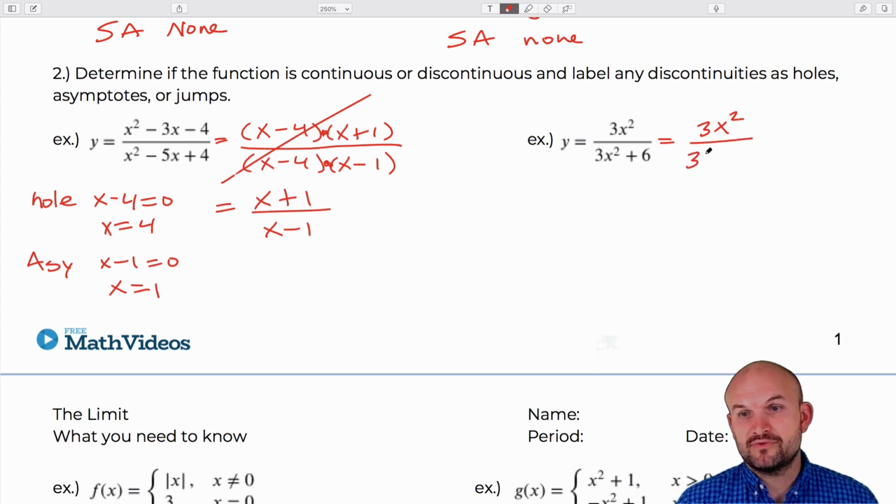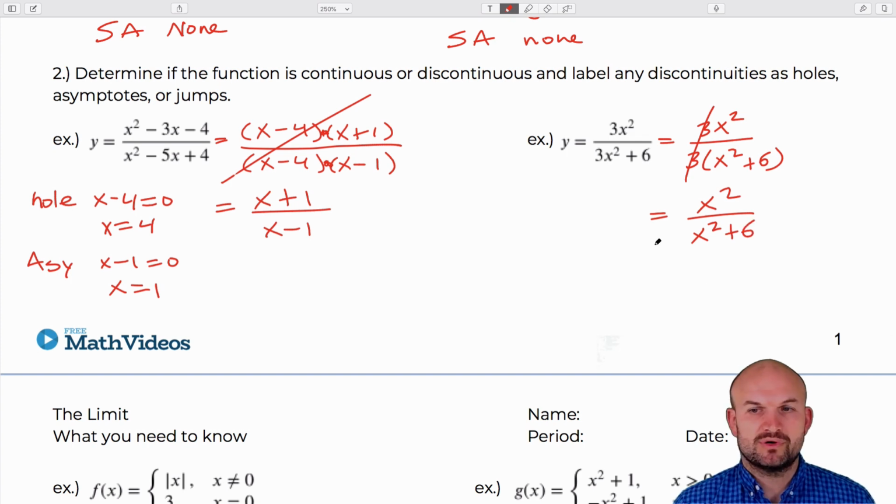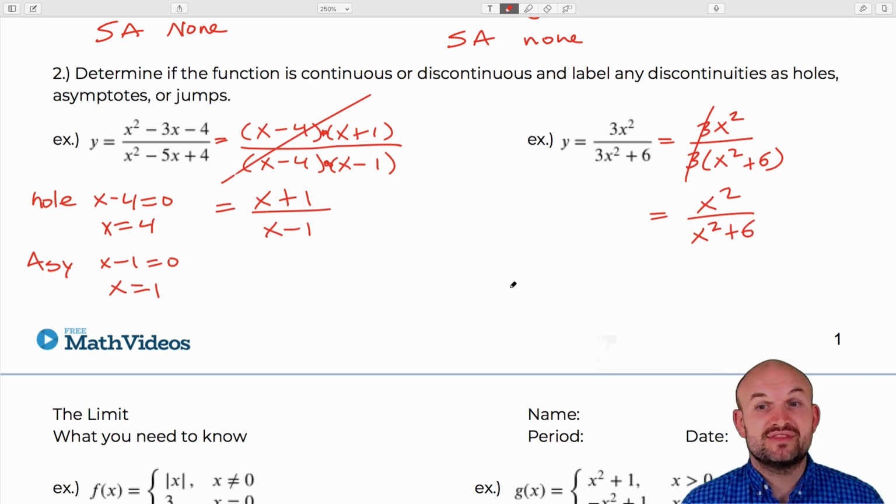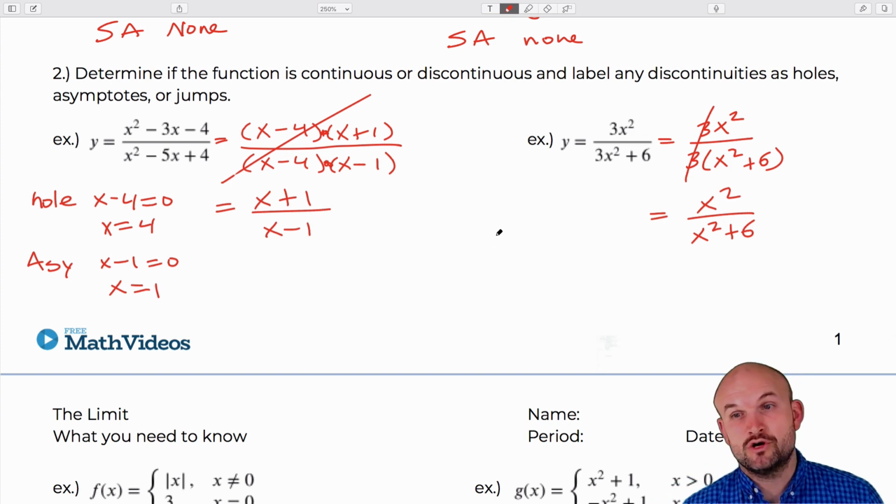So by factoring out a 3, I'm left with x squared plus 6, okay? And by factoring out an x squared plus 6, again, you can see that these 3's do divide out. So you're left with x squared over x squared plus 6. Again, we cannot divide out these x squareds. So this one actually does not have any asymptotes or any holes.